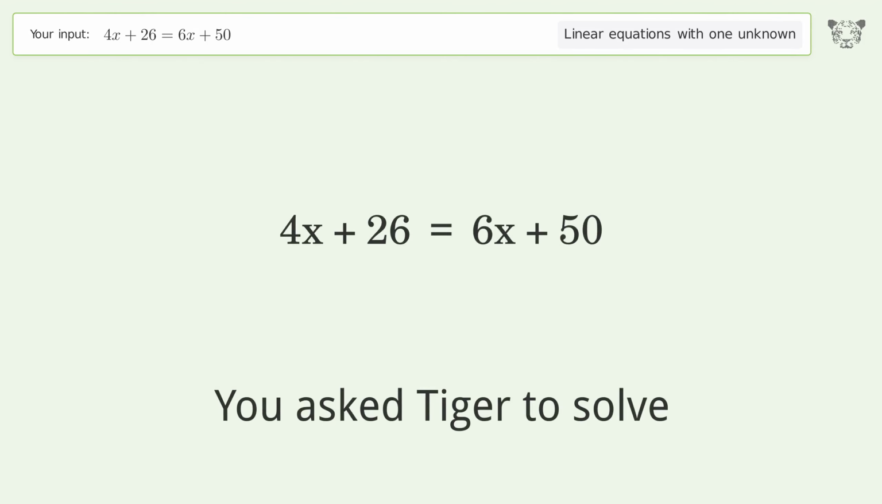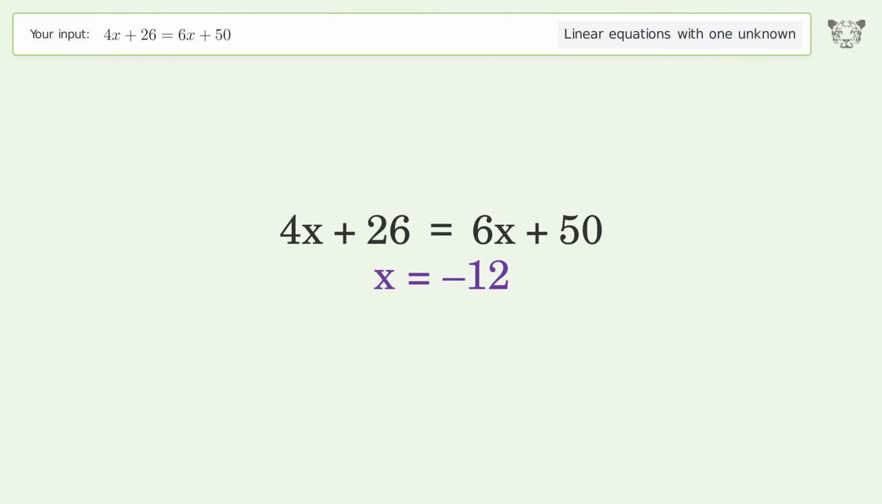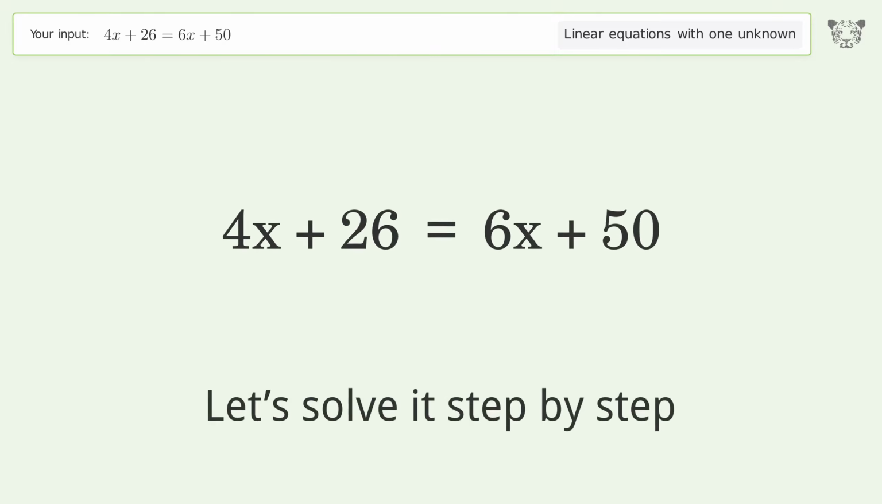You ask Tiger to solve this. It deals with linear equations with one unknown. The final result is x equals -12. Let's solve it step by step.